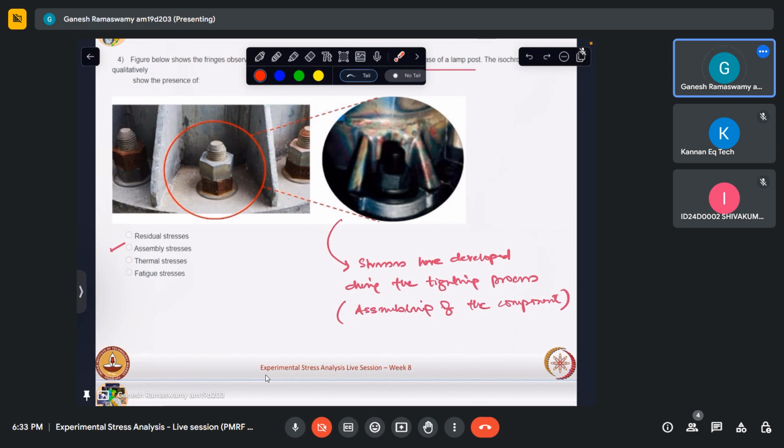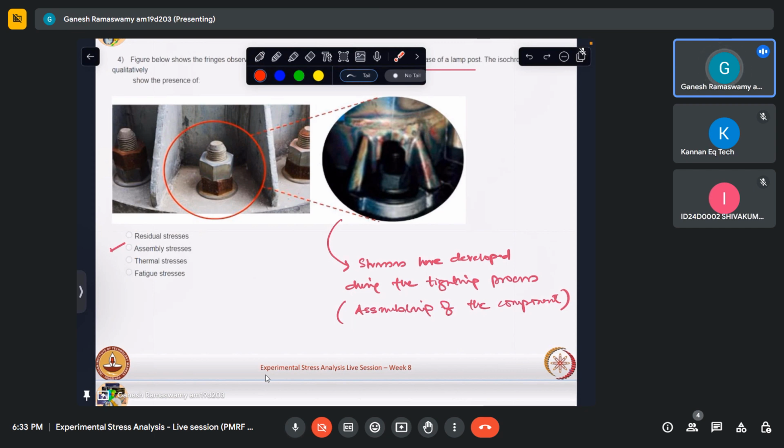And this is a fixed structure, so it is not under fatigue loading unless this lamppost is moving, and nothing like that is given. So we can take it that it is not that. Essentially, these are assembly stresses.